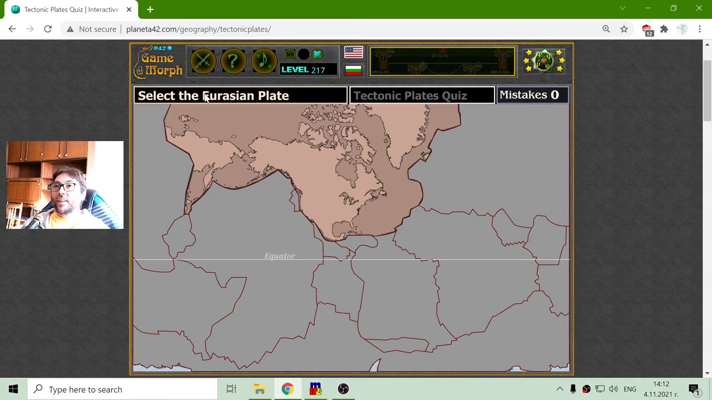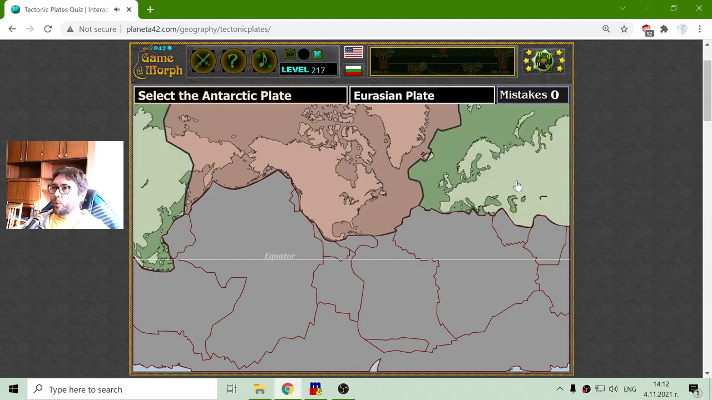The next one is select the Eurasian plate. Now every plate will ask me to pick it, but I'm not that gullible. So I will think first. And this should be the Eurasian plate that includes Europe and most of Asia.